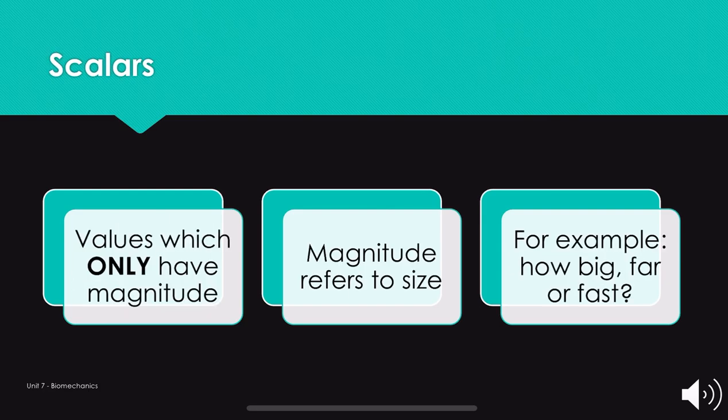Scalars. Scalars are values which only have magnitude. Magnitude refers to size. For example, how big, fast, or far something is. Mass is a scalar quantity as it only requires magnitudes like volume and density to be calculated and explained.